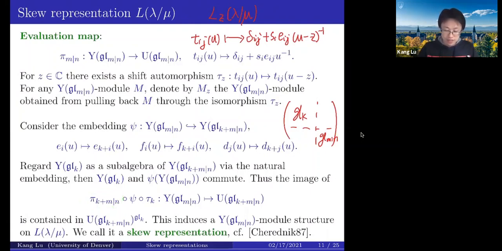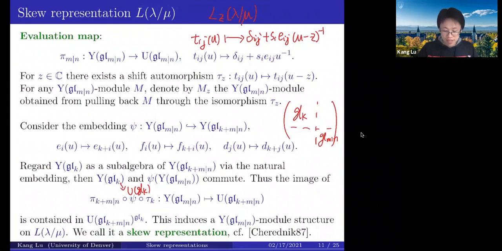that this part and this part commute. Now using the evaluation map, you can figure out that this one corresponds to the universal enveloping algebra of gl_k. And because they commute under the evaluation map, they still commute. So you can figure out that this under the evaluation map is contained in here. And recall that this subspace is a module over this centralizer. So using this map, you can get a Yangian module structure.